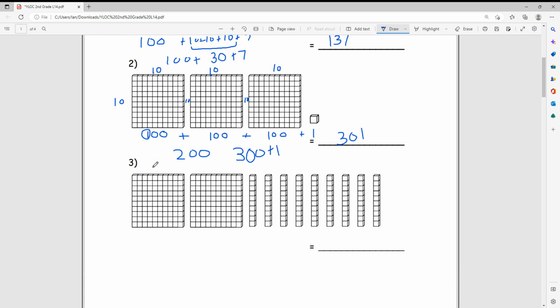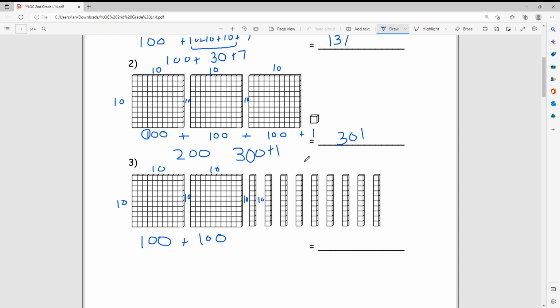Number 3, so the same one as here, 10, 10 across, 10 down, 10 across, 10 down. So we know that when it's 10 across and 10 down, all the blocks inside should add up to 100 plus 100. And then these ones are same height, so it's just 10 again. All these are 10, so let's just count them up. 1, 2, 3, 4, 5, 6, 7, 8, 9.